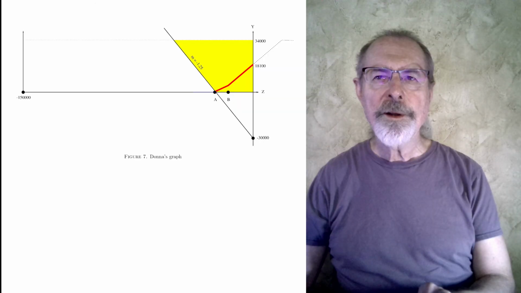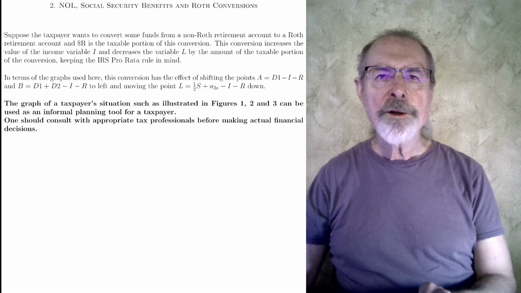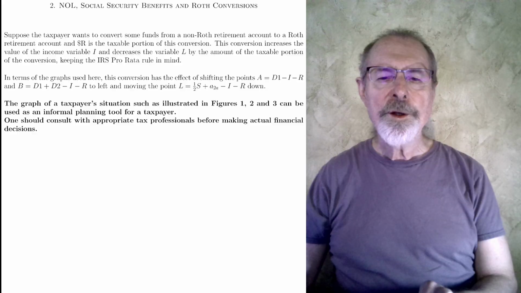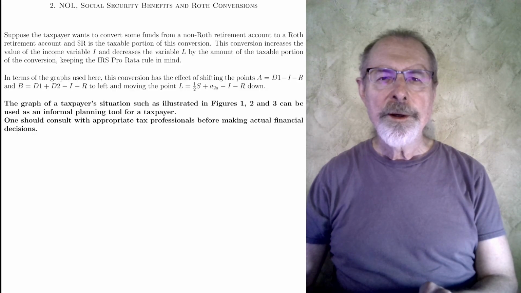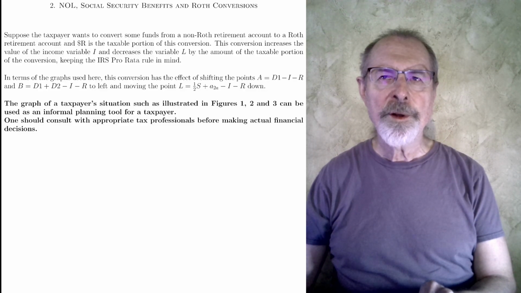In my opinion, seeing this as a graph makes the whole situation much easier and simpler. Now suppose that you either have an NOL deduction or you're receiving Social Security benefits or both, and you want to do a Roth conversion. Well, understanding how the amount of your NOL deduction and the amount of your Social Security benefit that's taxable will affect how much you want to do a Roth conversion.